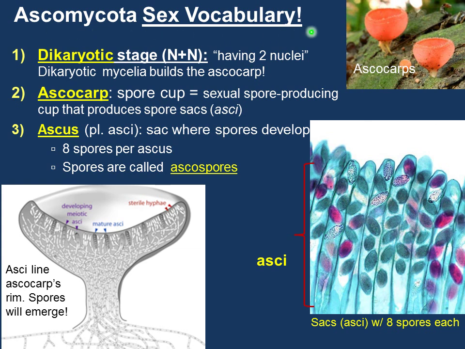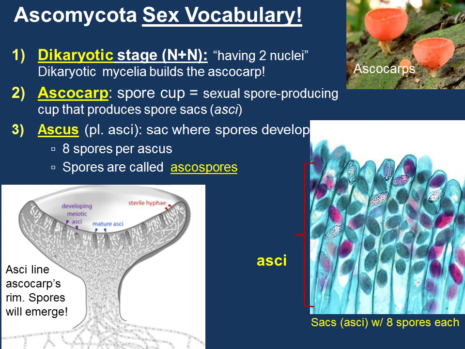The sexual reproduction of ascomycetes is their dikaryotic stage, so they have 2 nuclei in the ascocarp. The ascocarp is the spore cup, a sexual spore-producing cup that produces spore sacs called asci. The ascus, and the plural of that is asci, is the sac where spores develop. There are 8 spores per ascus, and those spores are called ascospores. That is something very unique to this group, hence where it gets its name Ascomycota.